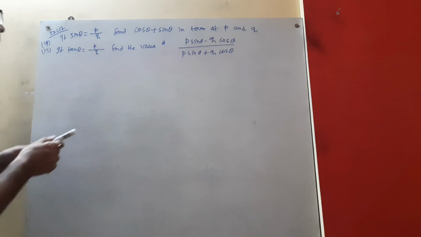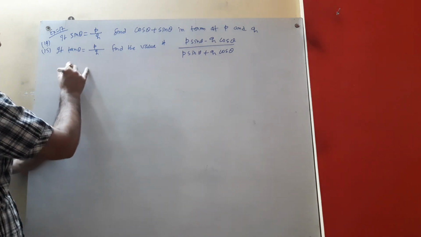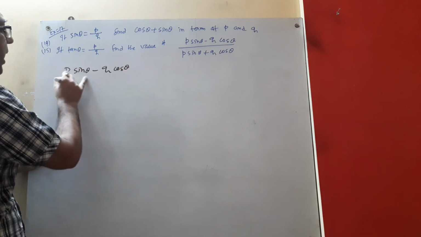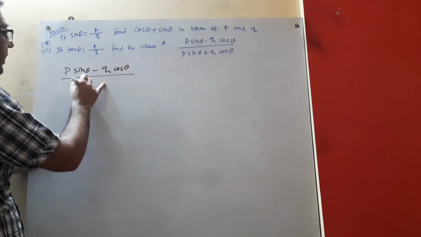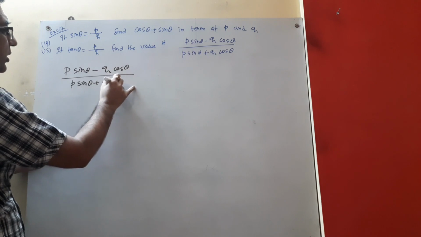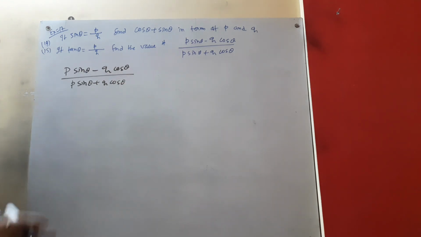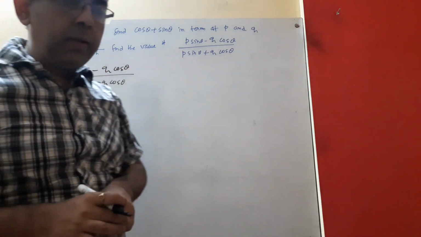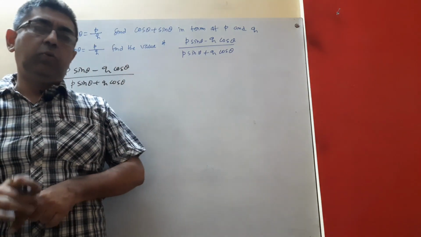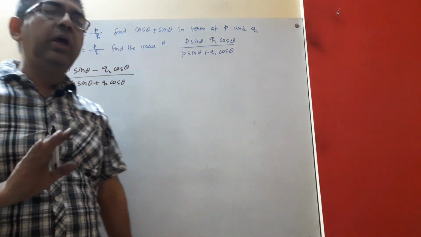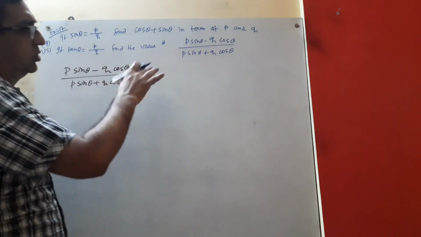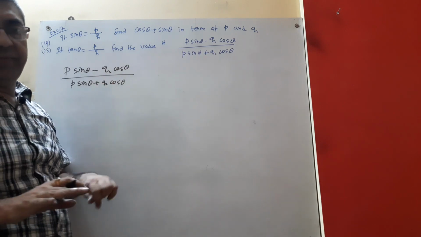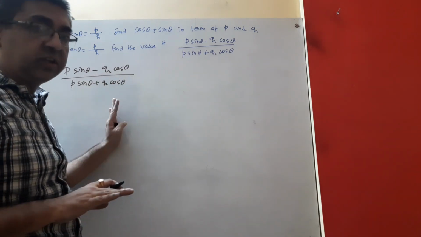Second one. Look, tan theta is given. What we have to find? This one: P sin theta minus Q cos theta by P sin theta plus Q cos theta. This one we have to find. In the first method, we took tan theta as P by Q, drew a triangle, found the hypotenuse, found sin theta and cos theta, and put the values. Simple method. But this is a tricky sum. We can use this step also.